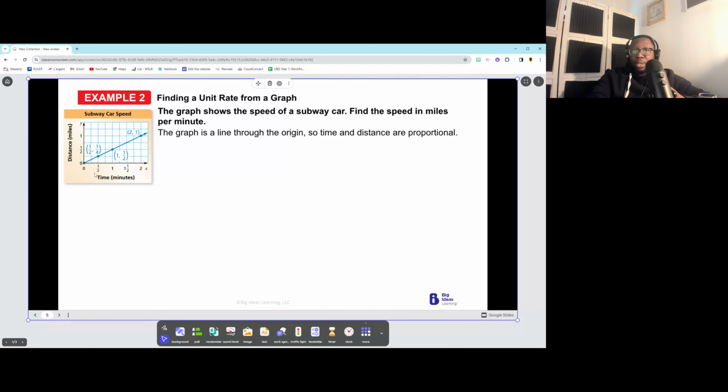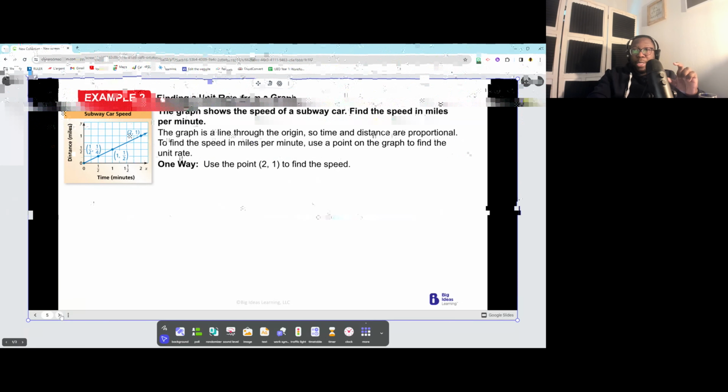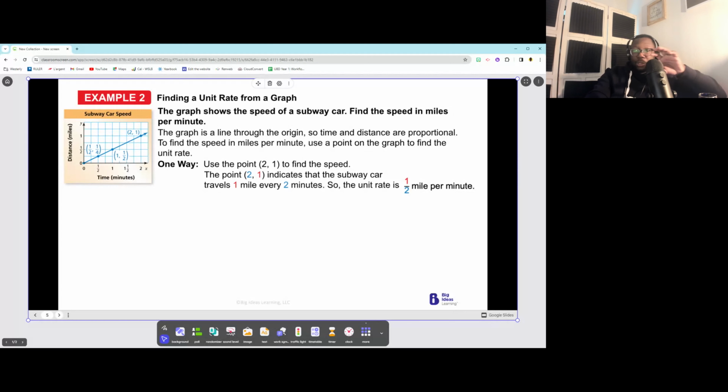The point 2, 1 indicates that the subway car travels 1 mile, that's a distance, for every 2 minutes. That's our time. So the unit rate would be, if we're dividing the distance, which is miles, by the number of minutes, which is 2, it'd be 1 over 2, or 1/2, which means that for every minute, half a mile is traveled with this subway car.